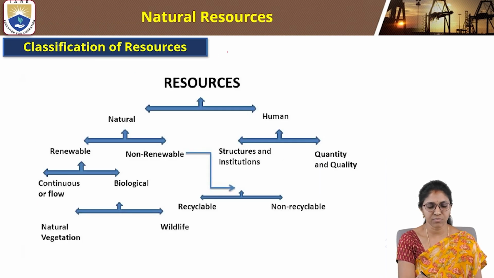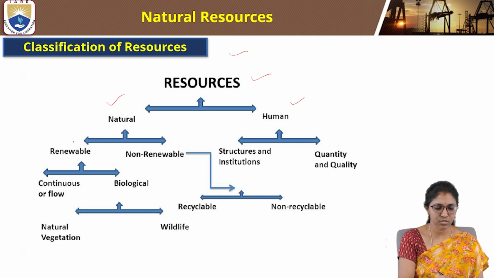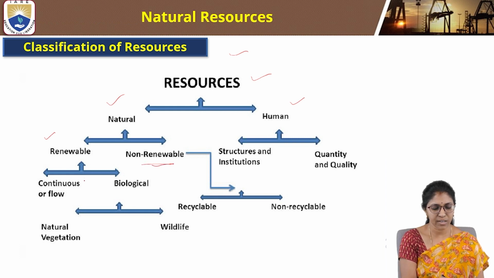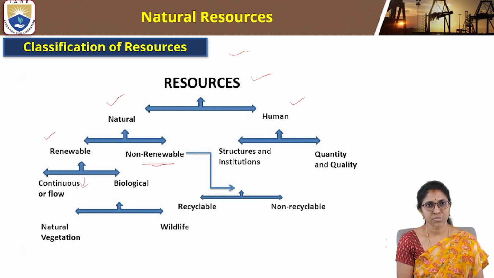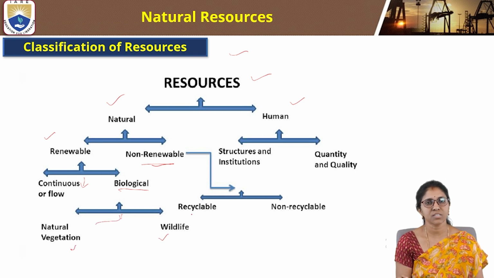Here is the classification of resources. These resources are divided into two types: natural resources and human resources. Natural resources are again divided into two types: renewable resources and non-renewable resources. Renewable resources are again divided into two types: continuous or flow resources, and biological resources. Biological resources include natural vegetation and wildlife.